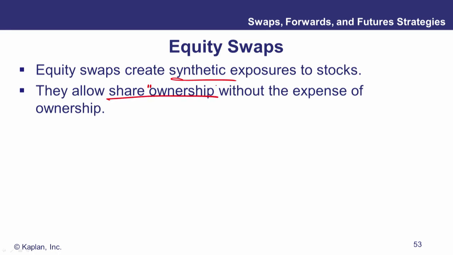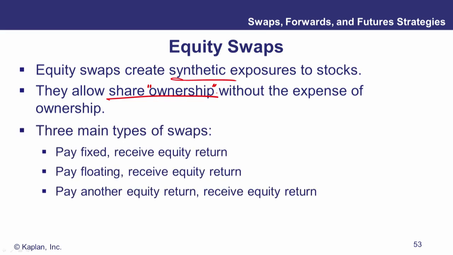It's not really ownership because you don't really get voting rights. It's still a derivative, but it allows you to get share exposure without the expense of going out and buying the shares themselves. Three major types of swaps.